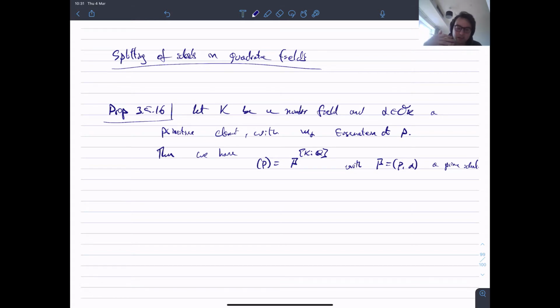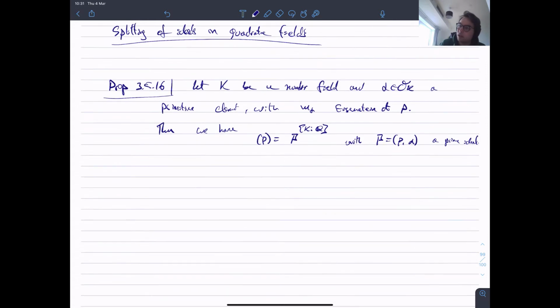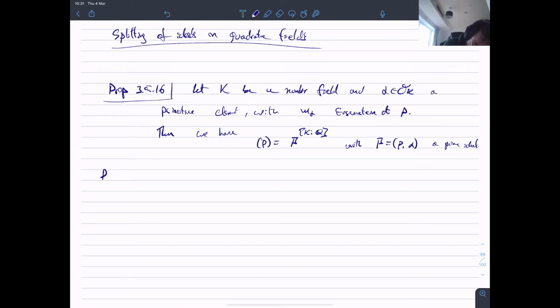Sometimes we had x squared minus 6, which is Eisenstein at 2 and 3, and we checked that 2 and 3 ended up being totally ramified. So this isn't just a coincidence. This is something that happens in general. So the proof.